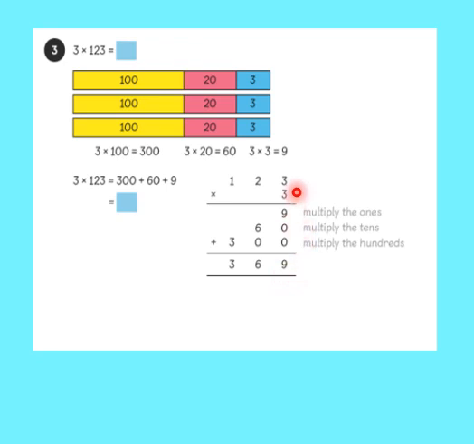And we can also see that in this place value layout. So we will deal with our ones first, multiply the ones. So 3 times 3 ones will give us 9. Now we need to multiply the tens. So 3 times 2 tens, so 3 times 20 will give us 60. And then we will multiply the hundreds. So 3 times 100 will give us 300. And then we can just add them all together to give us 369.